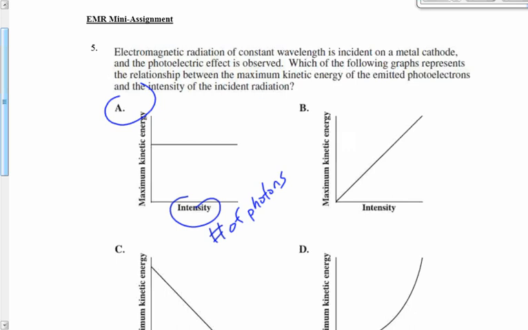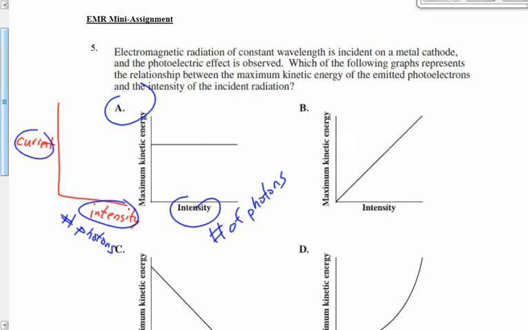Now, in the last class, I pointed out another graph that you could conceivably see. What if it said the electric current in the intensity? Well, the intensity is related to the number of photons. The electric current is related to the amount of charge, the number of electrons.